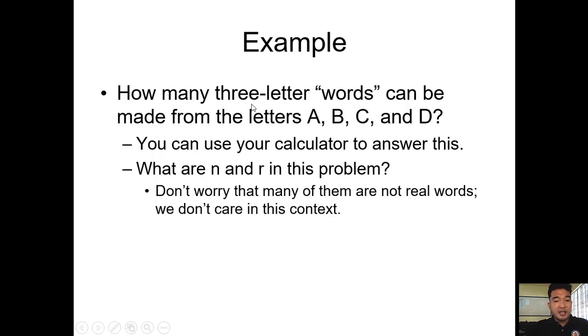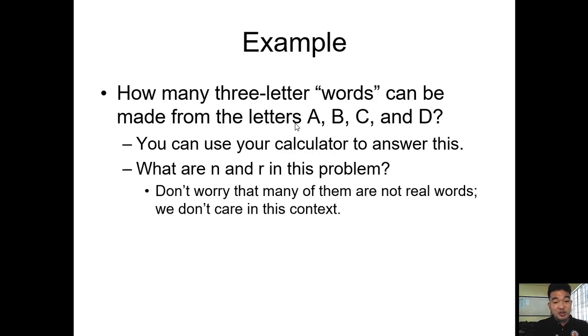Example, how many 3-letter words can be made from the letters A, B, C, and D? Ayan. So we have 4 letters in total here. Ang hinahanap lang natin 3-letter words. Okay? You can use your calculator to answer this. What are N and R? So our N here is 4 and our R is 3. So we are solving for the permutation of 4 taken 3 at a time.